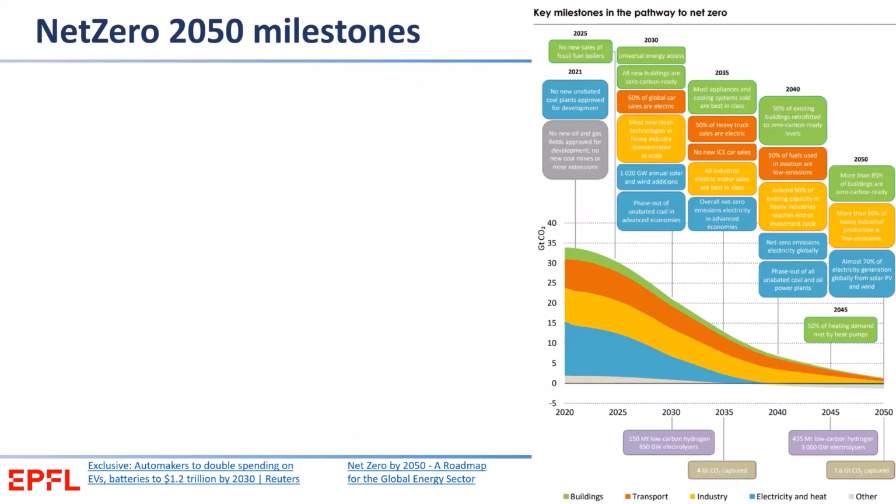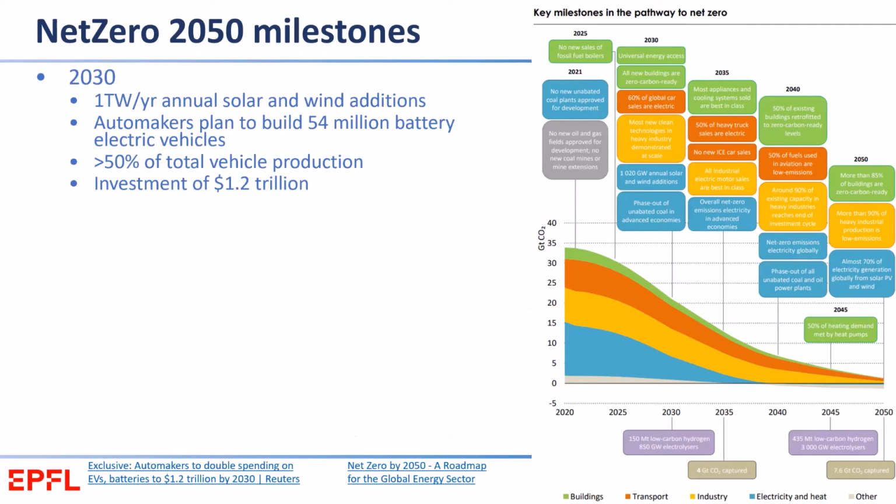What are some of the milestones towards 2050? This is again from this net zero report. We're not going to go through all of these; I'm just going to highlight some of them for you. By 2030, there is 1 terawatt per year of annual solar and wind addition. Okay, that's already been planned.